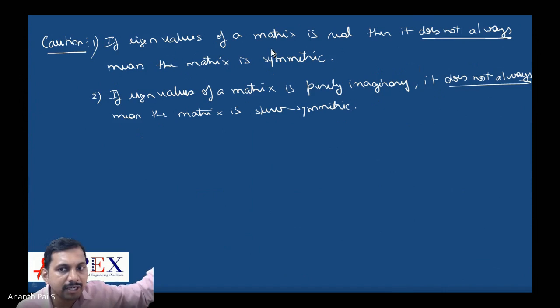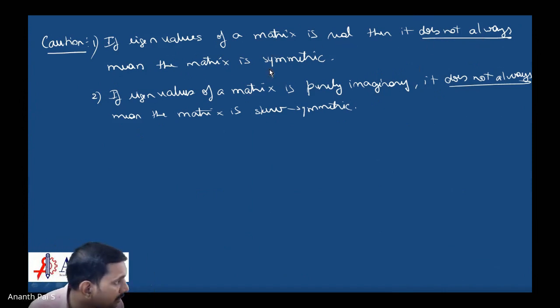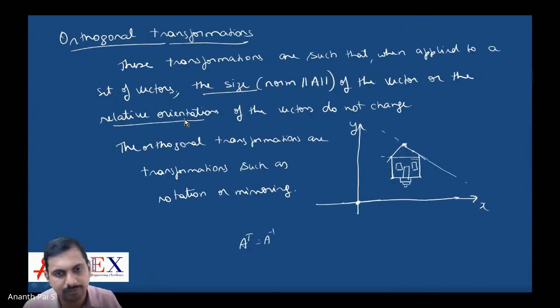Next, if the eigenvalues of a matrix are real, then it does not mean the matrix is symmetric. Okay? If it is symmetric, it's orthogonal.